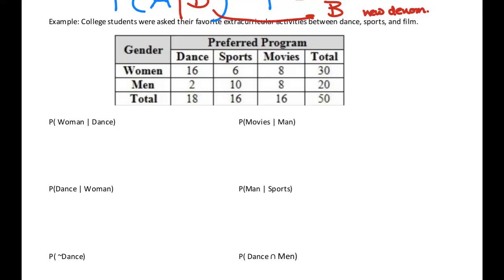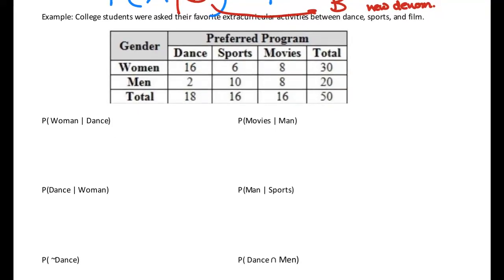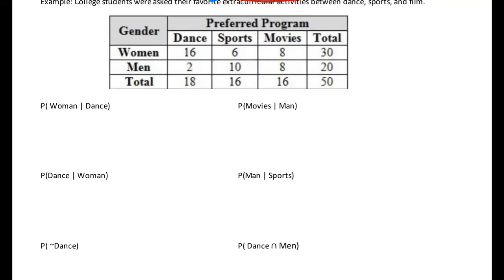All right, here we go, guys. So we have a table. This is a two-way table. We have gender on the left, preferred programs on the top. So the first one, this is conditional. The probability of selecting a woman given that she prefers to dance. Okay? Given that makes it conditional. She has to like dancing. Well, how many total people like dancing?